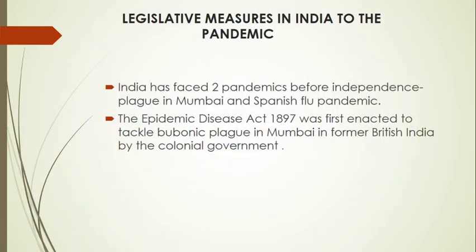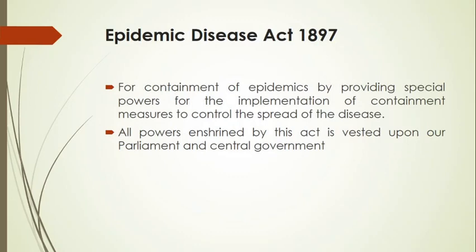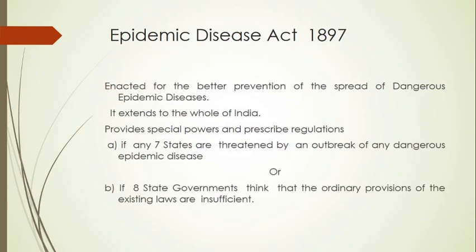What are the legislative measures in India in response to pandemics? India has faced two pandemics before independence: plague in Mumbai and the Spanish flu pandemic. During the Mumbai plague epidemic, the British government enacted the Epidemic Diseases Act 1897. The law is meant for containment of epidemics by providing special powers that are required for the implementation of containment measures to control the spread of disease. Now, all the powers enshrined by this act are vested upon the Parliament and central government. The act has been routinely used to contain various diseases in India, such as swine flu, cholera, malaria, and dengue.